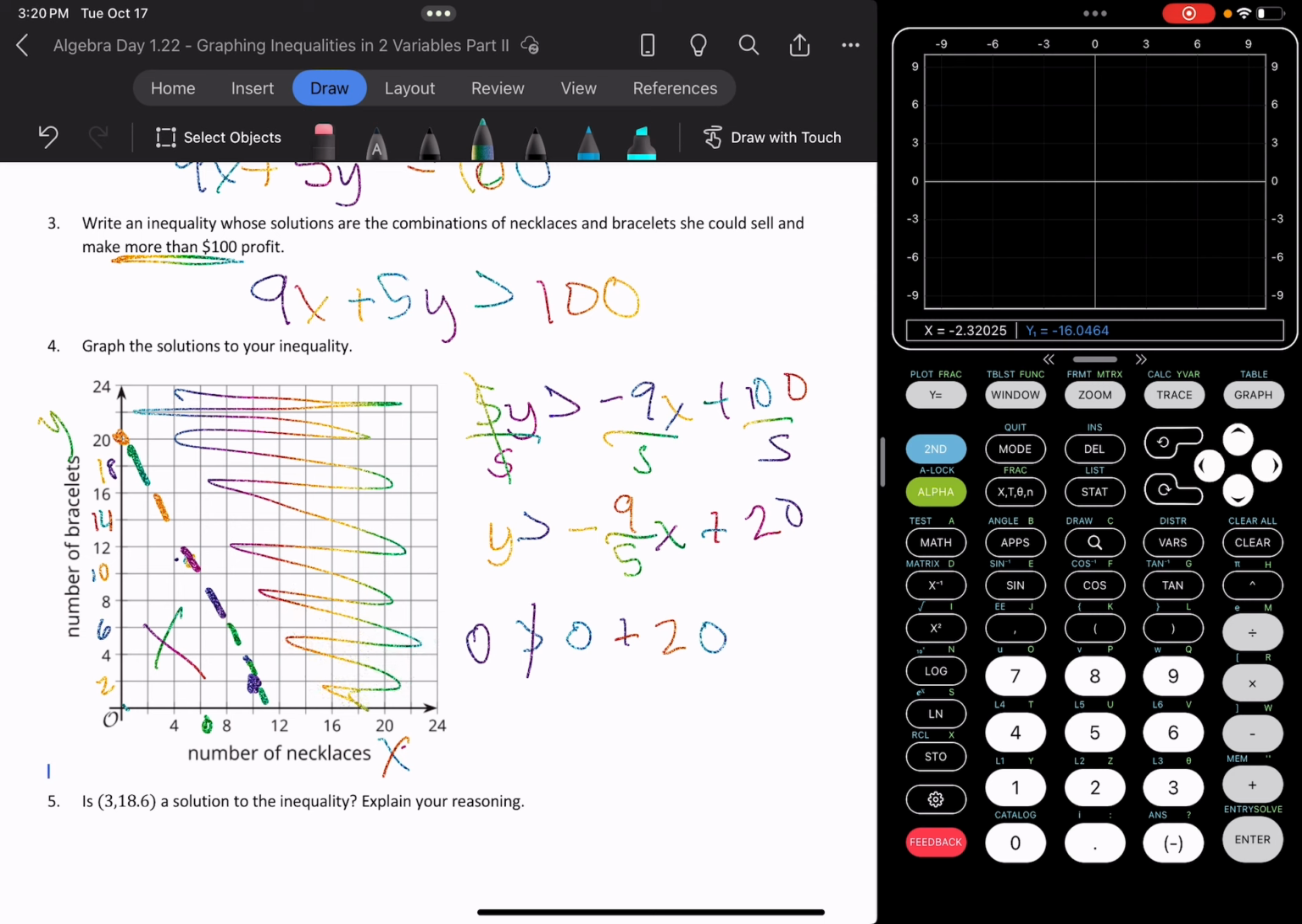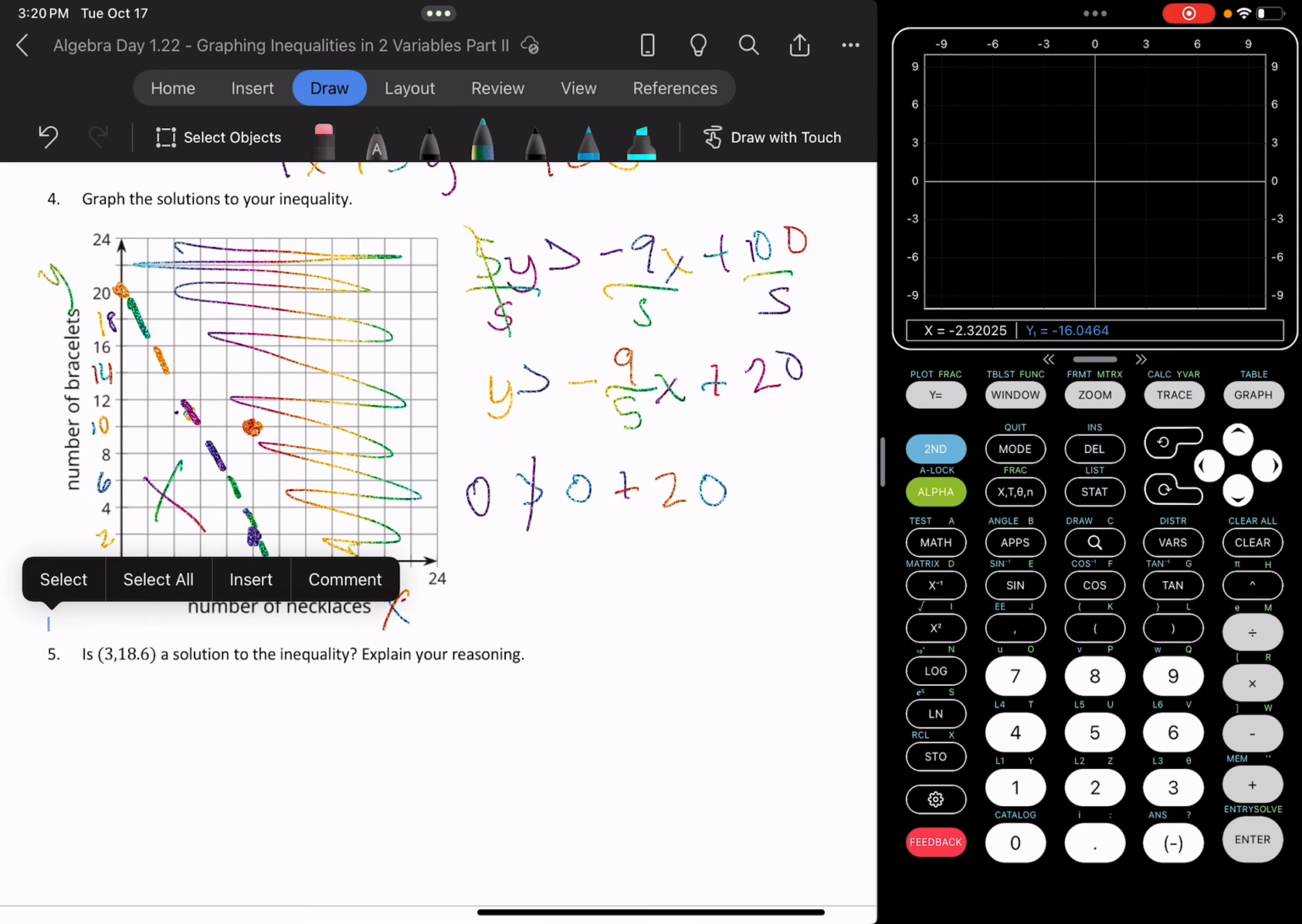If we were to test, for example, 10, 10, let's try that. That's a nice easy one. We would get 90 plus 50 is greater than 100. And that is true. 140 is greater than 100, right? So we know that that side works.